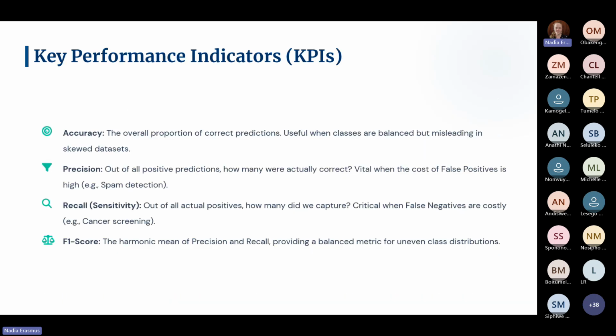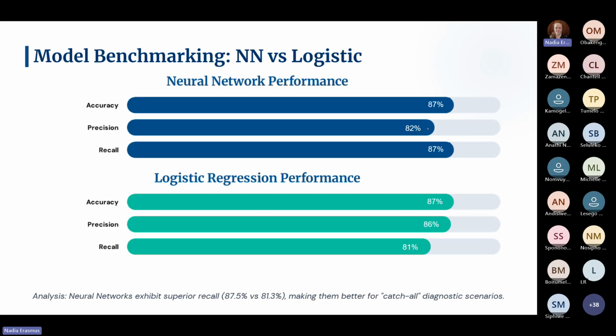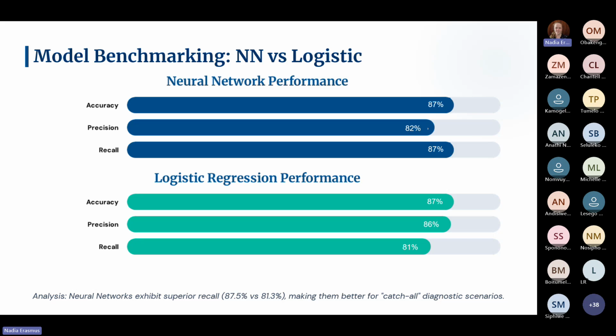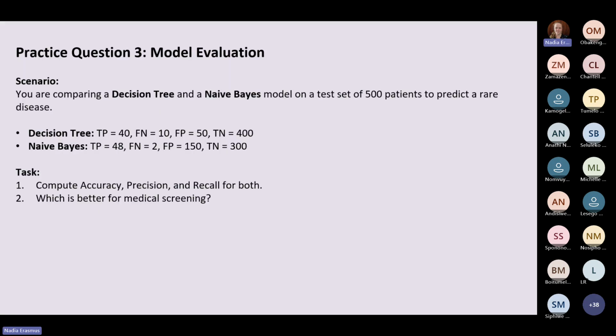But if we looked at our spam detection, then we would have gone with a higher precision. The precision for the logistic regression is better, so we'd rather go with that model. Okay, so this is close to what you guys are going to do. So you are given a neural network and a logistic regression, but in this case, we're going to look at a decision tree and a naive Bayes model.